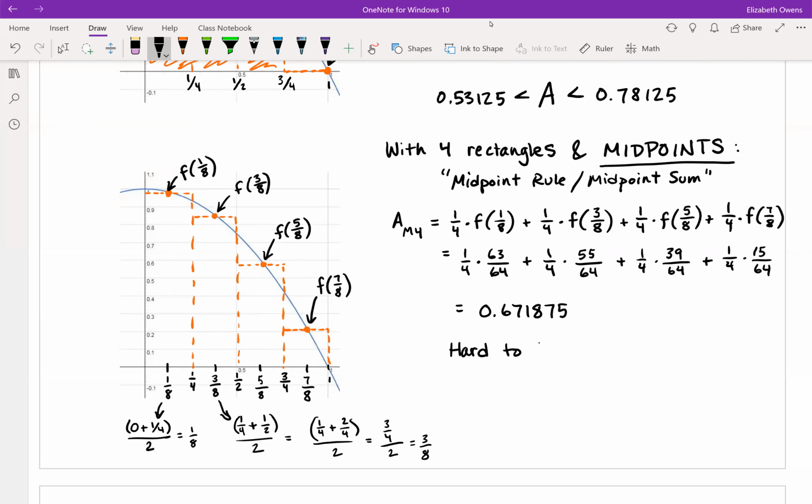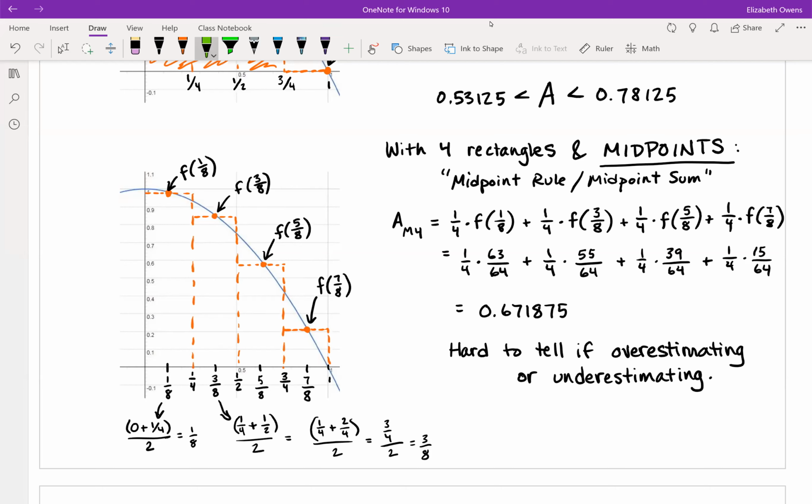And this one, it's really hard to tell whether this is an overestimate or an underestimate because of the nature of those midpoints. So this might be overestimating or it might be underestimating. It's kind of hard to tell. So on these type of problems, if you're using a midpoint rule or midpoint sum, you shouldn't really be asked if it's an overestimate or underestimate. Sometimes you will get asked on the other types though, the left and right endpoints, is this overestimating or underestimating?